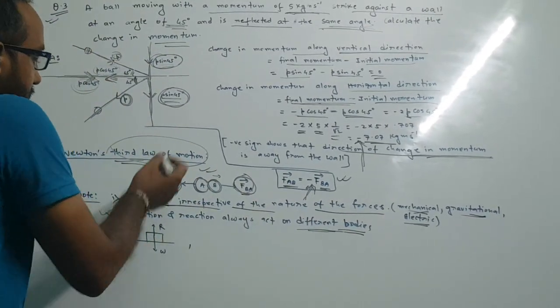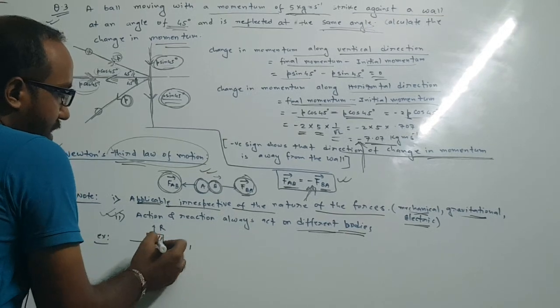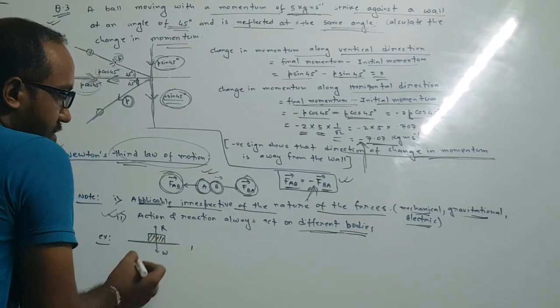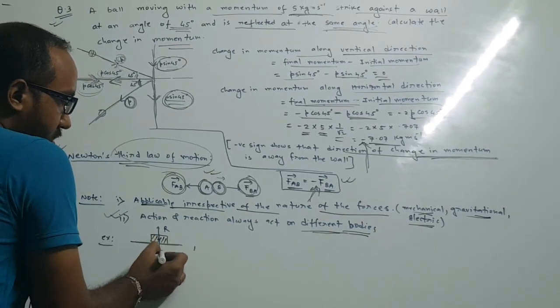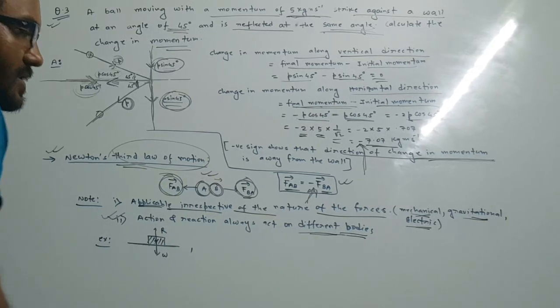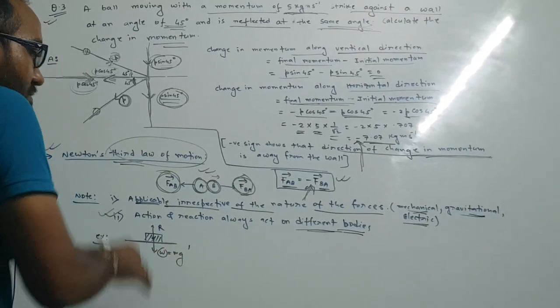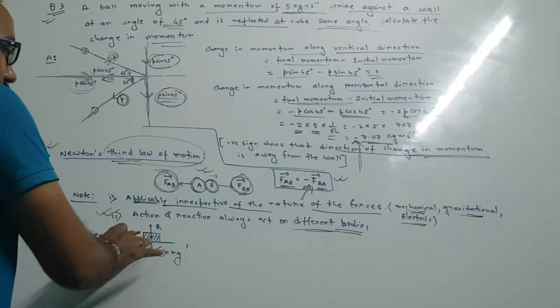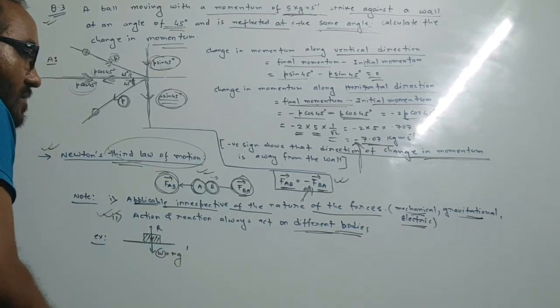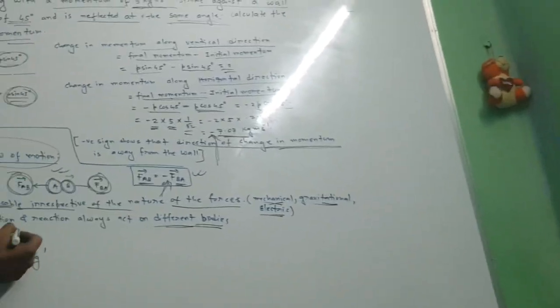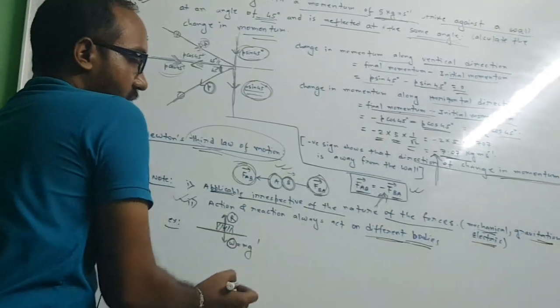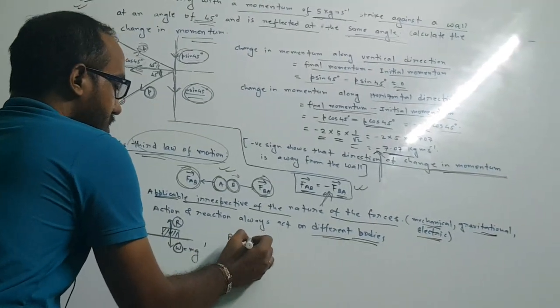Now let us see an example. If we have a block on the surface, then its weight acts through the center of gravity or center of mass, that is, weight W equals mg. This is the action the block is giving on the surface. So what would be the reaction? It should have some reaction. Let us say this reaction is R. So we can say R is W.